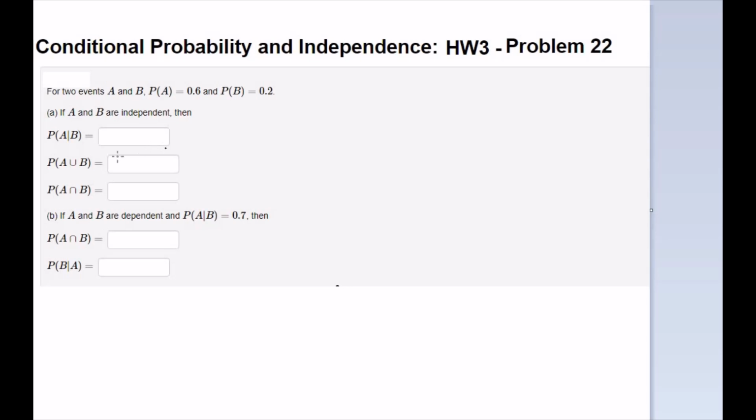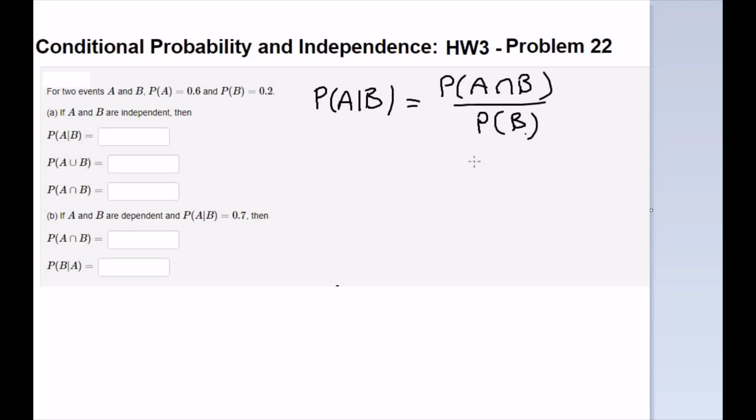Problem number 22. For two events A and B, probability of A is 0.6, probability of B is 0.2, and we were given that A and B are independent. Then what is the probability of A given B? By definition, we know that probability of A given B is their intersection over the probability of the given condition. We know B, which is 0.2, given.